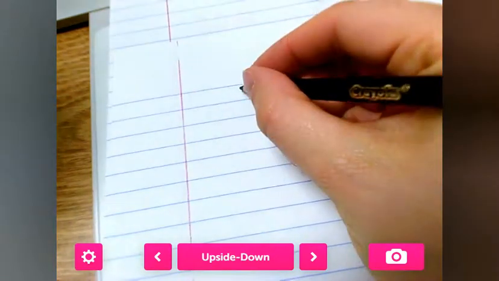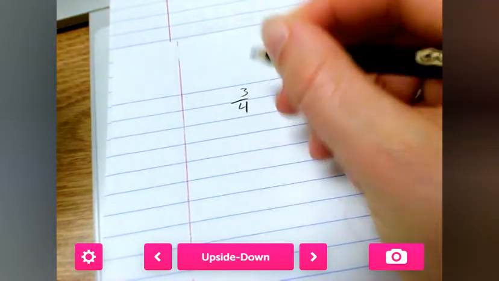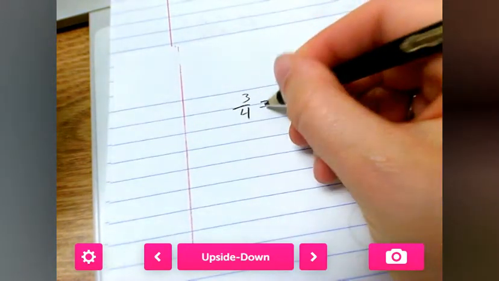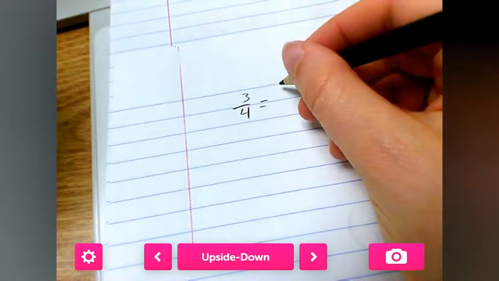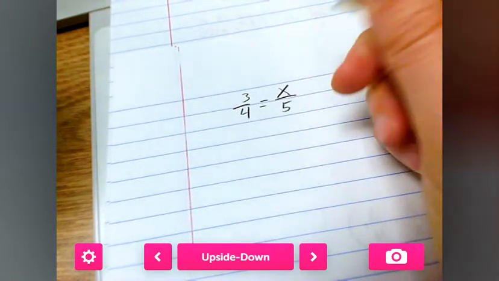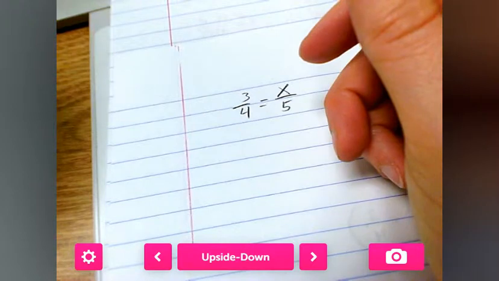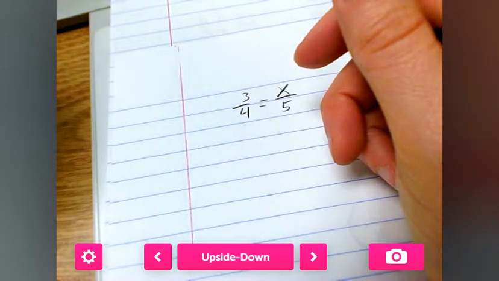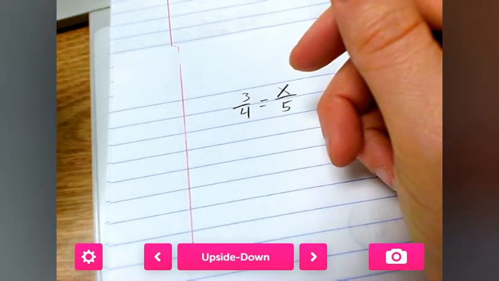Okay, so if I have 3 over 4 equals x over 5. Please sit down. I'm in the middle of recording this. This is your notes right now. You'll have homework on this information. You have a quiz next Tuesday.